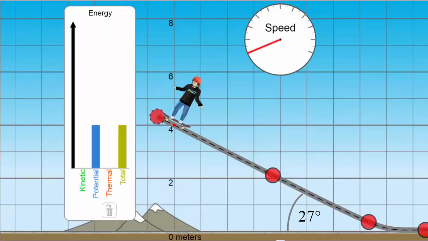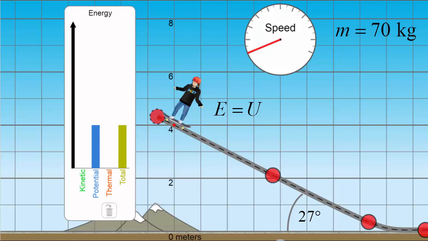Consider the following example of a skater on a ramp. The height of the ramp is 4 meters and the ramp makes an angle of 27 degrees to the horizontal ground. The mass of the skater and his skateboard is 70 kilograms. If we raise the skater and his skateboard to the top of the ramp, we are giving them gravitational potential energy. How much gravitational potential energy has been gained by them?